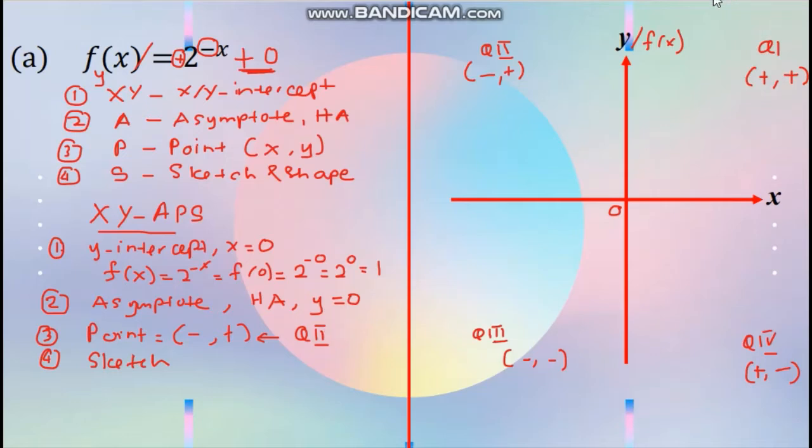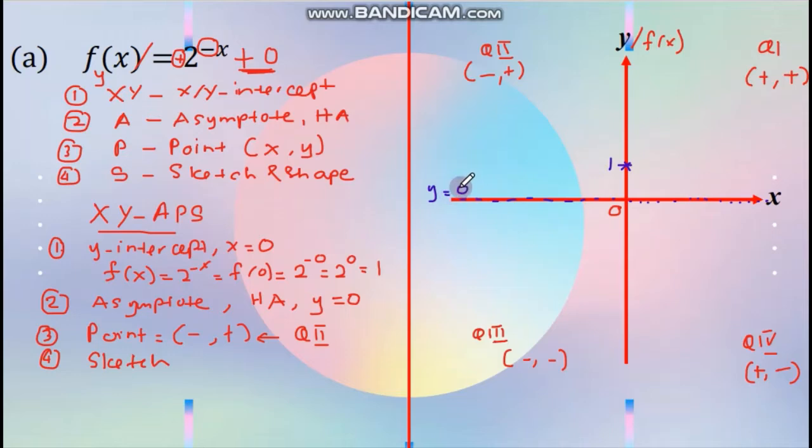Next, label on the graph the y-intercept. When the y-intercept, x equals 0, the value of y is 1. So let's put it here, 1. Next, the second step, find the horizontal asymptote y equals 0. So y equals 0 lies on the x axis. So this is a dotted line. I put it as y equals 0.